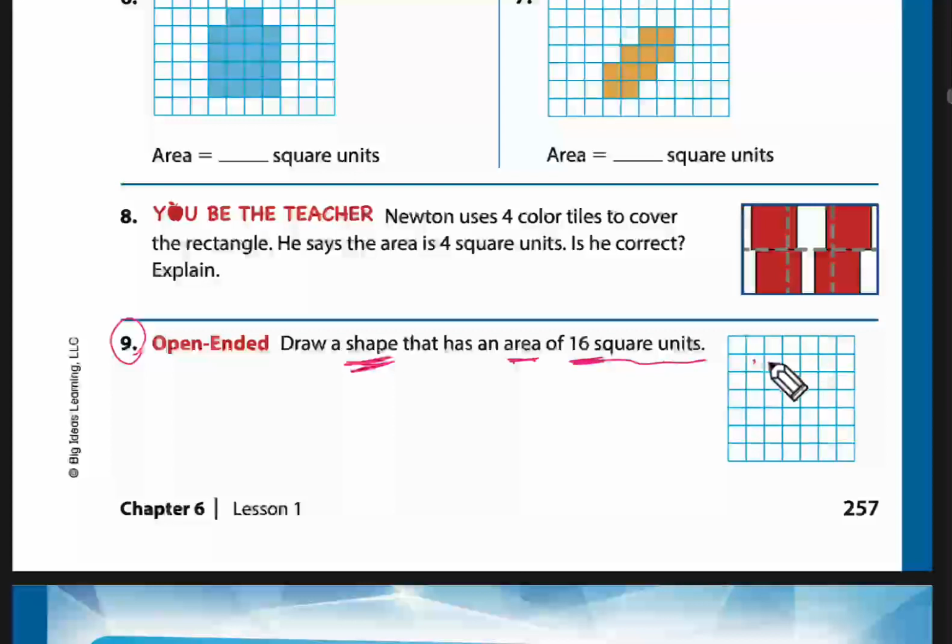I will count here. 1, 2, 3, 4. I can continue and I can go down. If you want to continue, it's okay. If you want to go down, it's okay also. 5, 6, 7, 8, 9, 10, 11, 12, 13, 14, 15, 16. So these are 16 squares. And now, where is the shape? I didn't draw the shape. So let's draw the shape around these 16 squares.